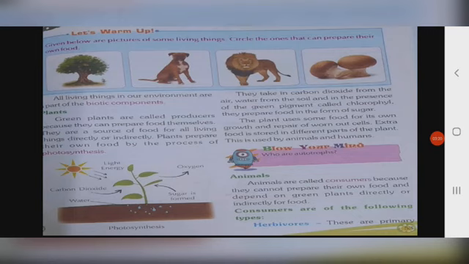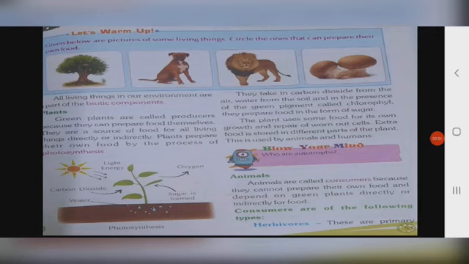They take in carbon dioxide from the air, water from the soil, and in the presence of the green pigment called chlorophyll, they prepare food in the form of sugar. The plant uses some food for its own growth and repair of worn out cells. किस लिए ज़रूरत होती है? उसको अपना खाना बनाने के लिए, एंड जो टिश्यूज़ उनके ख़राब हो जाते हैं या सेल्स ख़राब हो जाते हैं उनको सही करने के लिए, उनको रिपेयर करने के लिए they need the food.